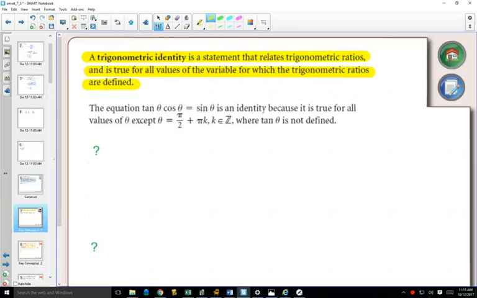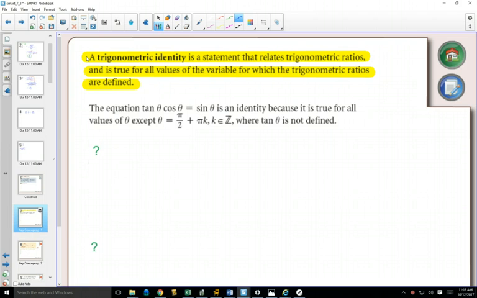Here is the definition of what a trigonometric identity is. We will affectionately call them trig identities. A trig identity is something that's always true for all values of theta. And we have learnt some of these already in the big ideas that we've had from our last unit, chapter 6.